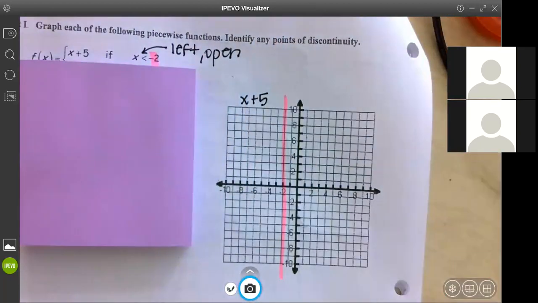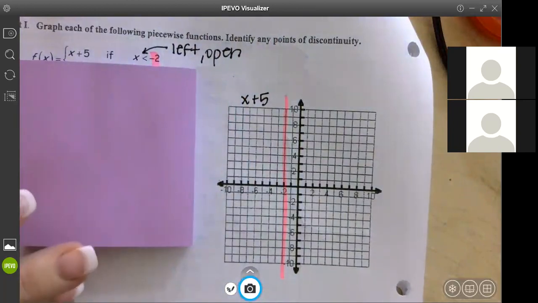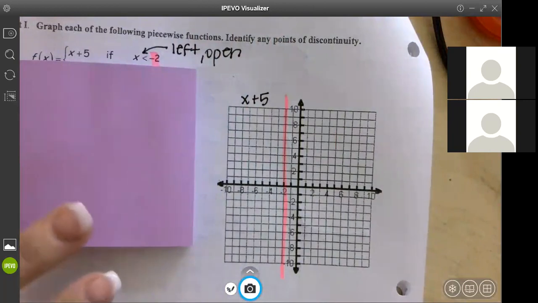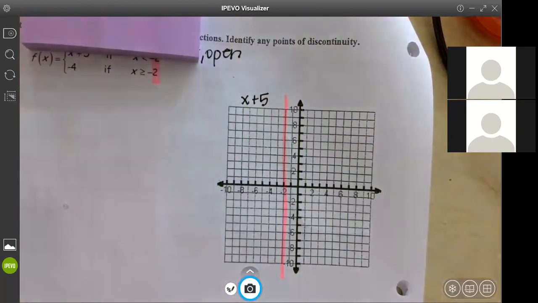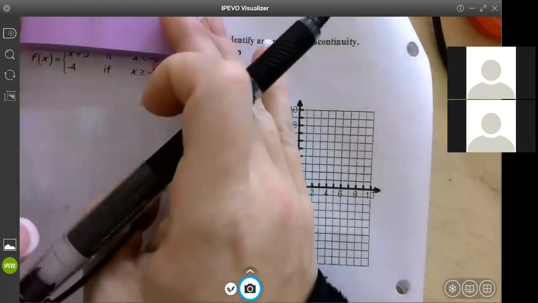So on the left, we're going to graph x plus 5. That's the only thing that can go on the left. That's exactly what we did on Friday. That's exactly what we just did together. All right. Now this time you're going to have something on the other side and it's going to come in the form of another function.